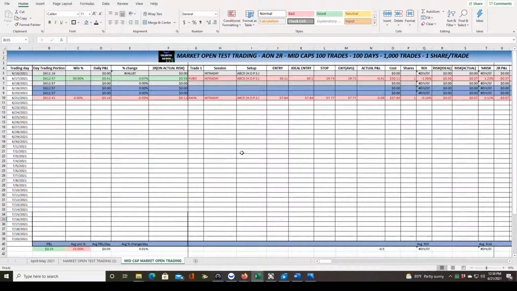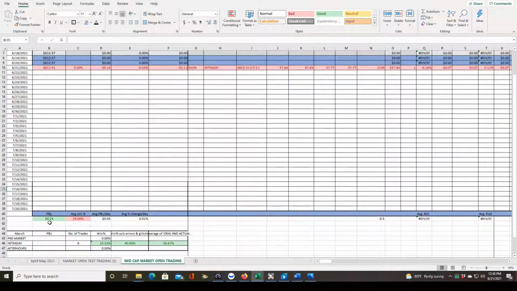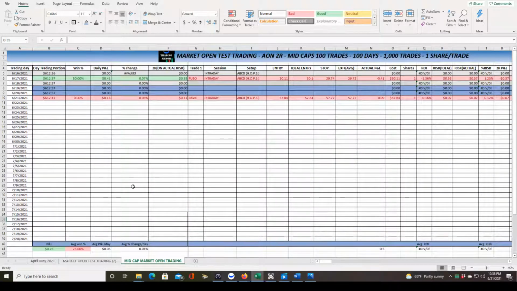But so far, I really like this plan and this strategy because the mid caps are much more reliable in general than the small caps, and that's what we're trying to prove here with this test trading. And the losses are so low money-wise that it doesn't really hurt at all to test this thing for 100 trades. You can see that right now we're actually still making a tiny bit of money here, even though we're not trying to make any money. We're up 25 cents with these 6 test trades.